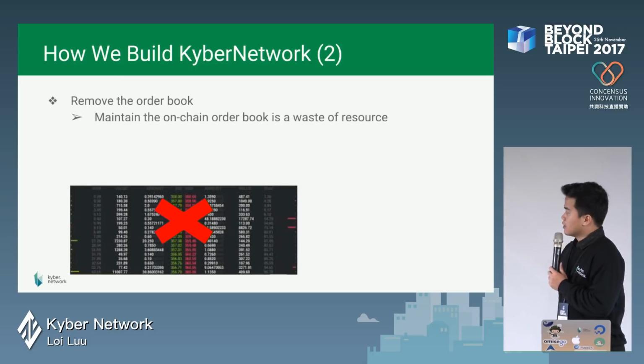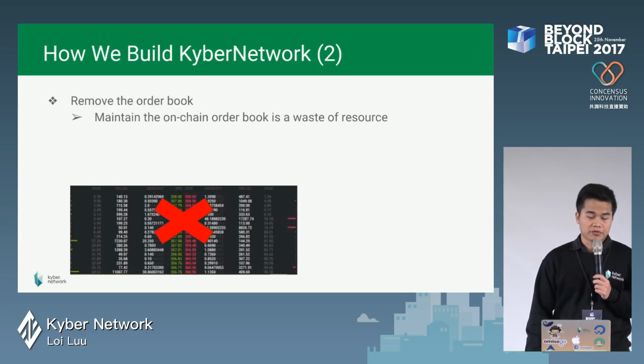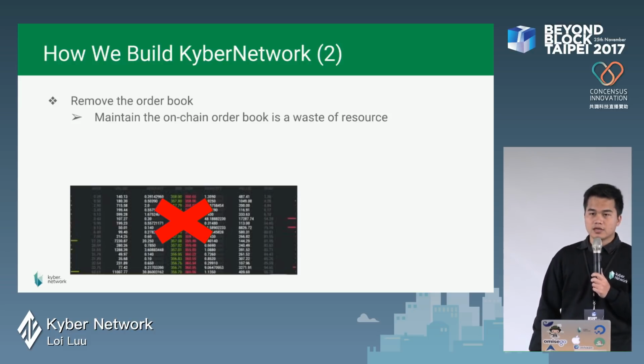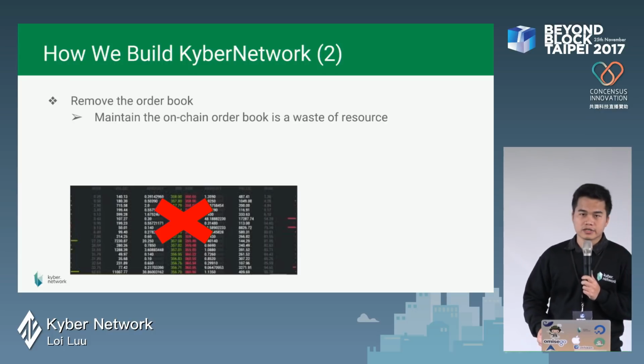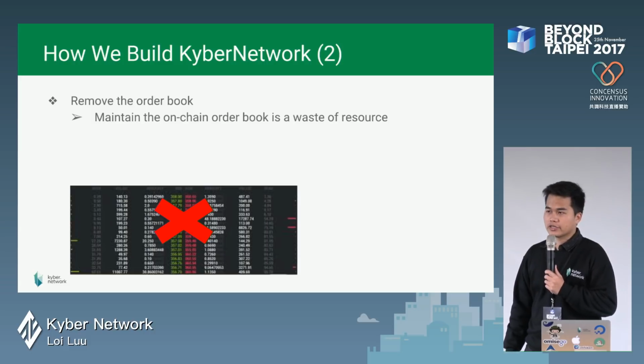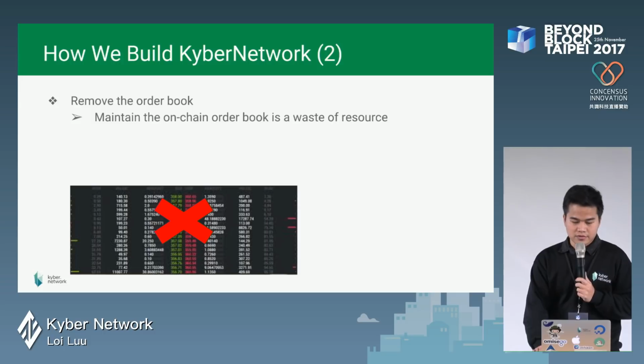And the second major decision that we made in Kyber is that we removed the concept of the order book. So you do not see a lot of orders in Kyber Network. We realized that if we push the entire order book on chain, then first of all, it's expensive for the users, and secondly, it's going to blow up the entire storage of the blockchain, right? Because if you have millions of users trading millions of trades per day, the blockchain just cannot afford it.